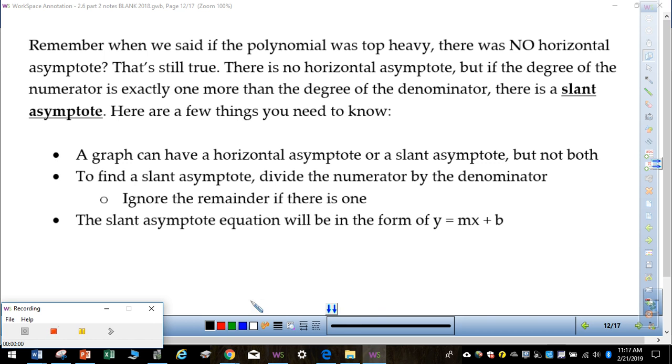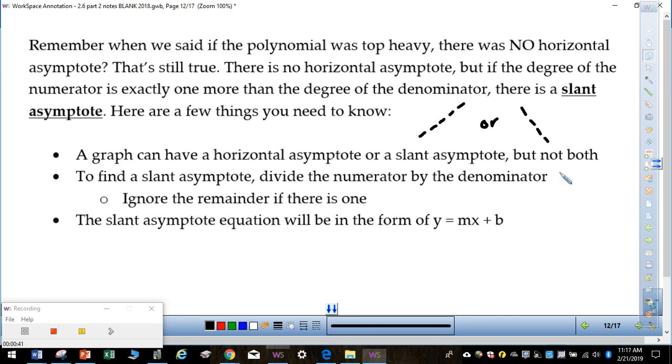And remember when we said if a polynomial was top-heavy, there was no horizontal asymptote. That's still true. There is not one. But if the degree of the numerator is exactly one more than the degree of the denominator, there is a new type of asymptote called a slant asymptote. So it's slanted. It's going to look something like this, or maybe it's going in the other direction.